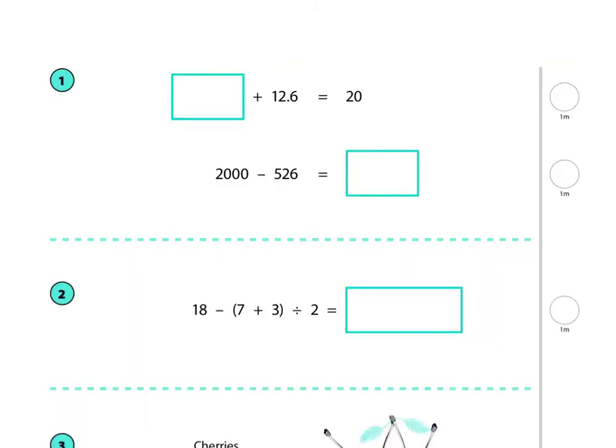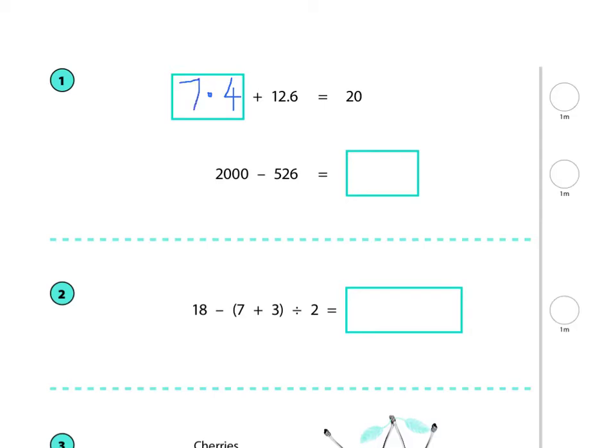Question 1. Something add 12.6 equals 20. The first thing I would do is ask myself, what would I add on to 12.6 to get to 13? Well, the answer is I would add on 0.4. So I'm at 13 now. What would I need to add on to get up to 20? I would need to add on another 7, giving me 7.4.